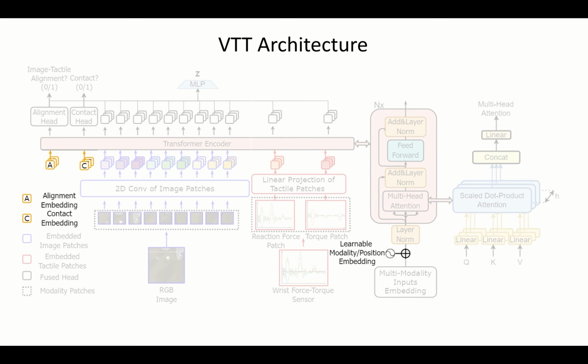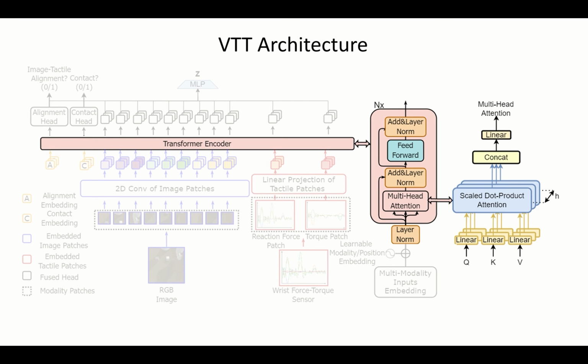The learnable modality and position embedding relates modality information to the alignment and the contact embeddings and the modality patches. Then we send all the embeddings into the structure of the transformer encoder to form self and cross attention. A full derivation can be found in our paper.